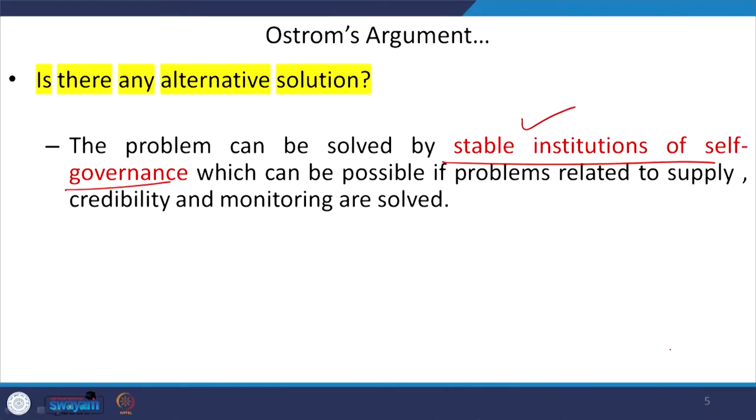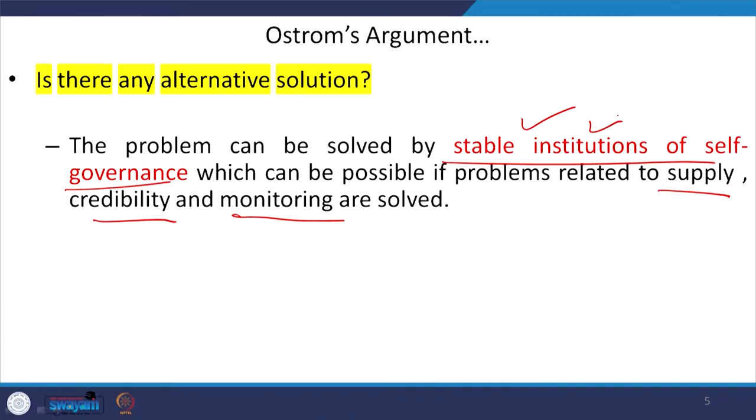But here she talked about how, in order to ensure the resources continue forever, we can have stable institutions of self-governance, and this mechanism is possible if the problems related to the supply side, credibility side and monitoring side can be solved. So for the first time she highlighted the role of stable institutions that should be self-governed. Somewhere she talked about the participation of the local community, the local users, who are the stakeholders of the common property resources. If this kind of institution is made, then self-governance of the commons is possible.